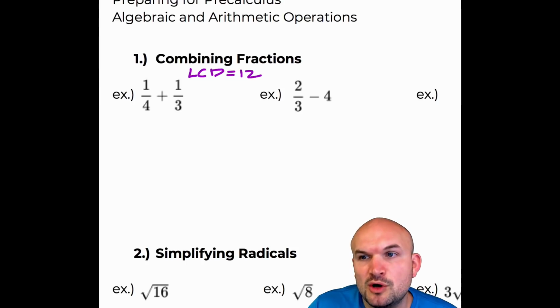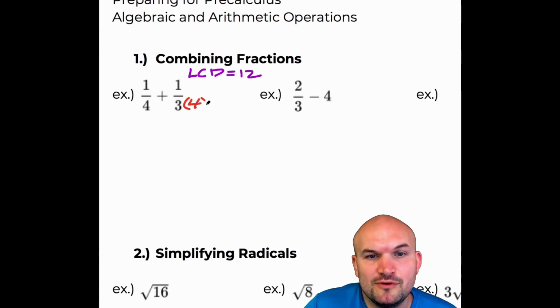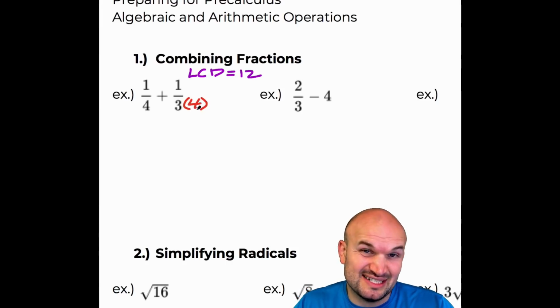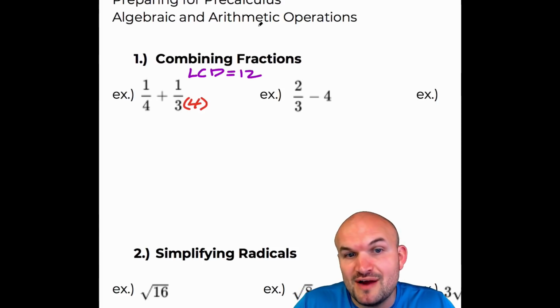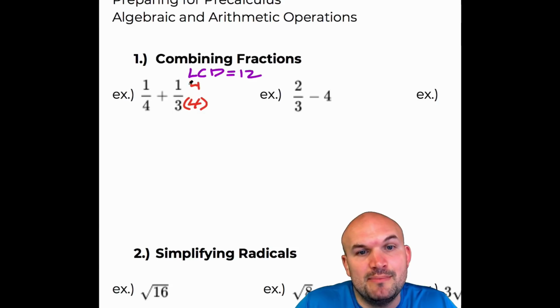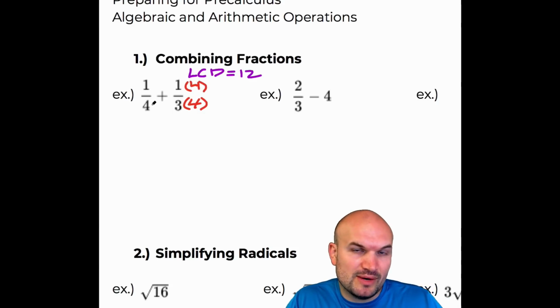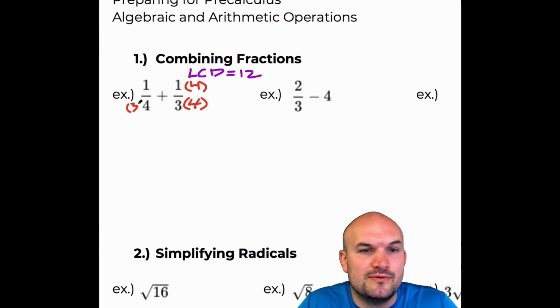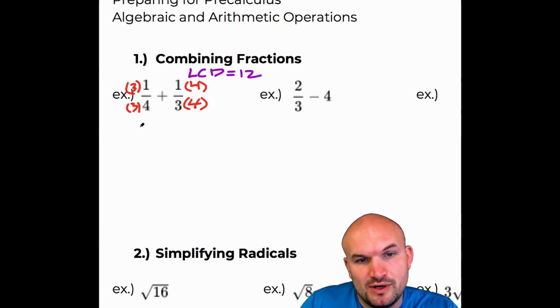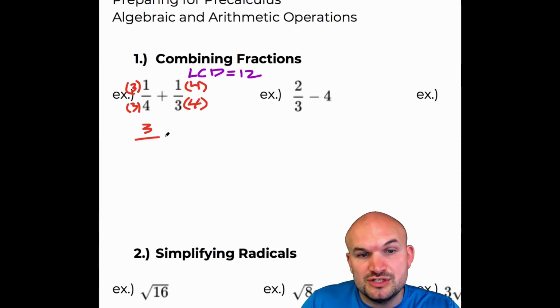What do I need to multiply 3 by to get 12? I need to multiply it by 4. But we have to be careful: we can't just multiply the denominator by 4 and say we're done, because we have to produce equivalent fractions. So I need to multiply the numerator by 4 as well. Over here, we already have a 4, so I need to multiply that by 3, on the top and bottom. So now I have 3 times 1, which is 3, 3 times 4, which is 12, plus 1 times 4, which is 4, and 3 times 4 is 12.